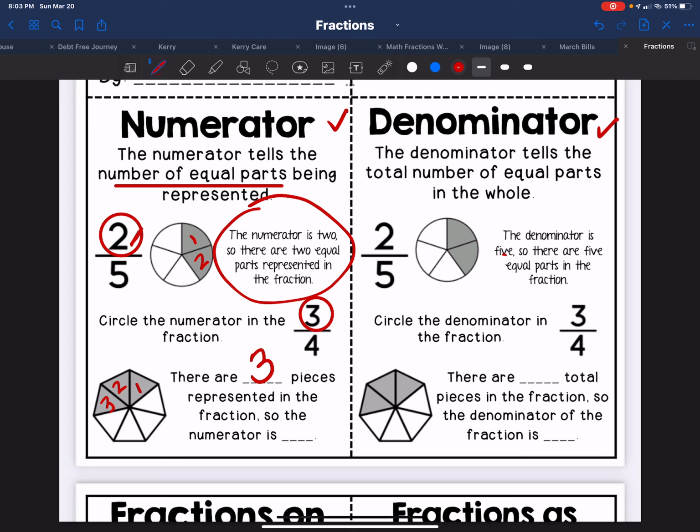So, okay, let's see. 1, 2, 3, 4, 5, 6, 7. 7 pieces. You know, that's what happens when you're not paying attention to what you're doing. You got to focus. Focus.